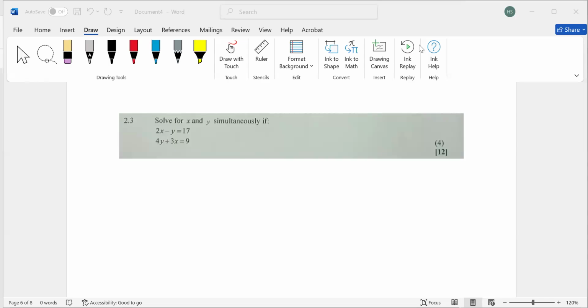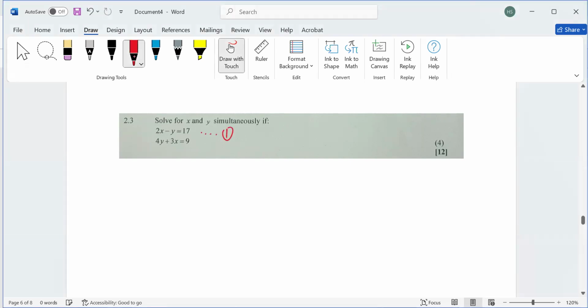When you solve simultaneous equations, you are going to be given two equations. Now, the two equations, you are going to name them. I'm going to name this one equation number 1, and this one equation number 2. And then you look at these two equations.